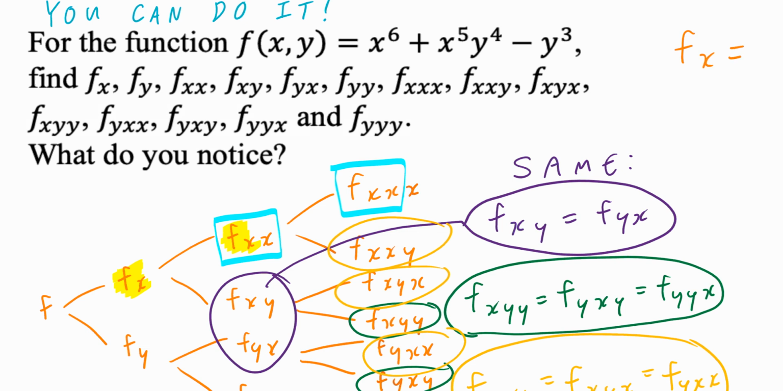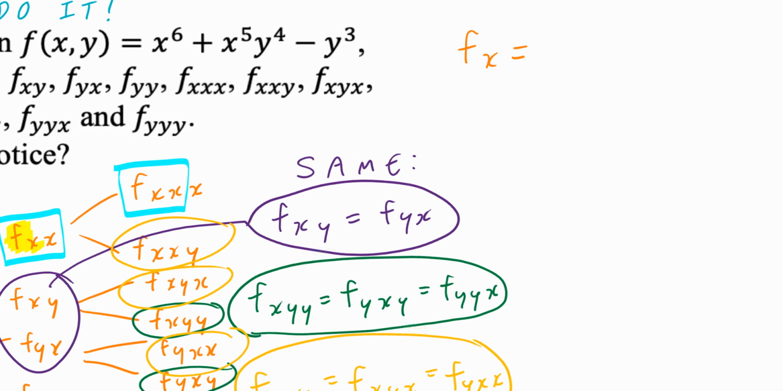Again, fx means I take the first partial derivative with respect to x. So everything else are constants. So this is going to be a constant. This is going to be a constant. So this means fx equals 6x to the 5.